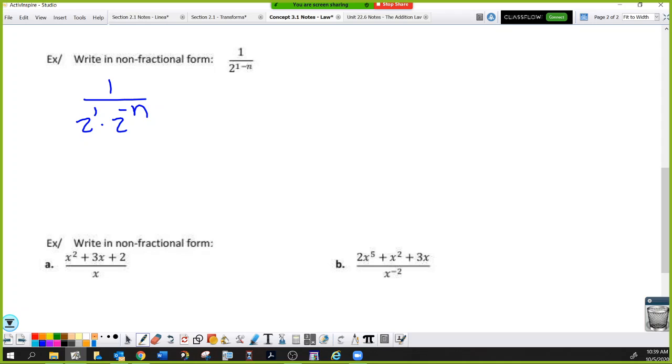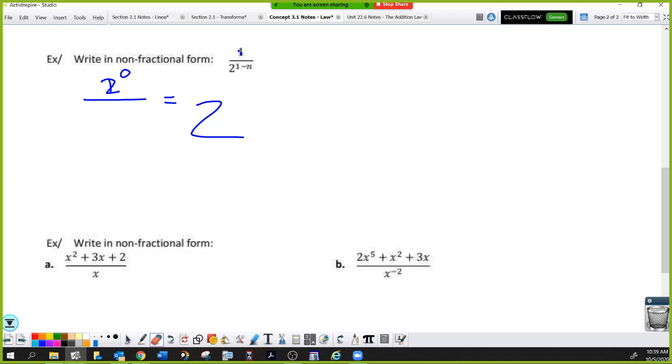No, so I took the 1 up top and wrote it as 2 to the 0, and then left the 2 to the 1 minus n at the bottom. So then by subtracting, the signs would flip, so you were saying negative n and positive 1. I got 2 to the n plus 1. I got what you're saying.